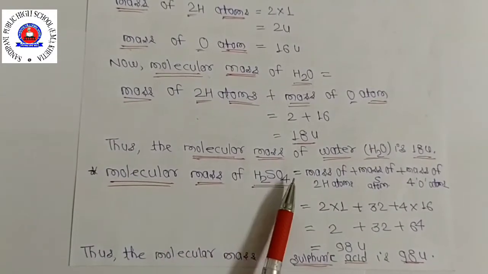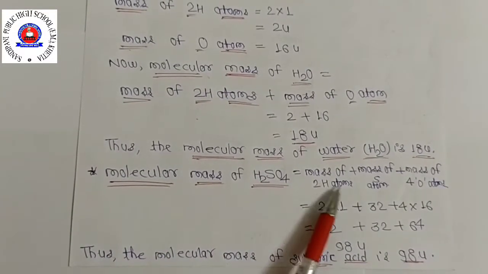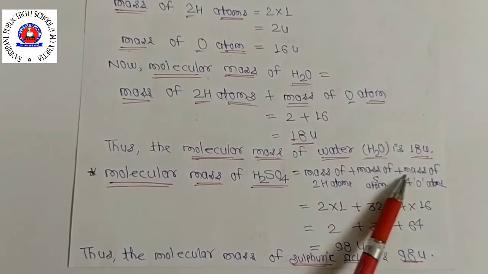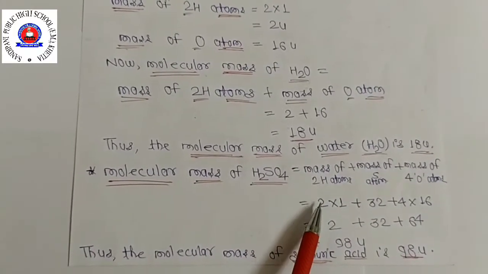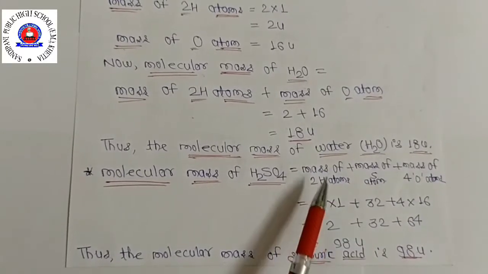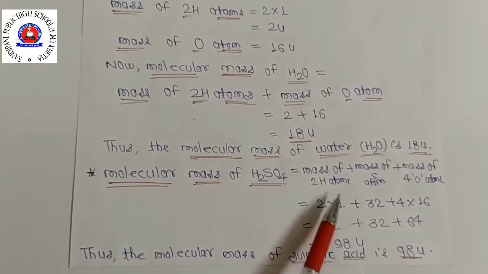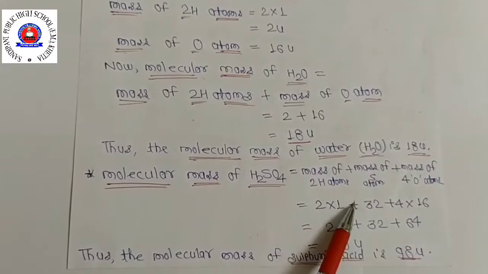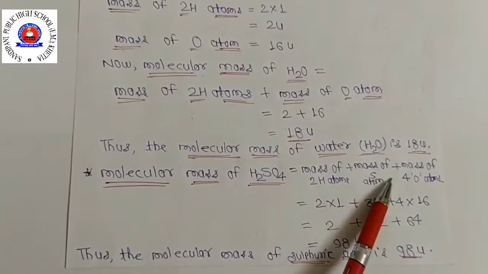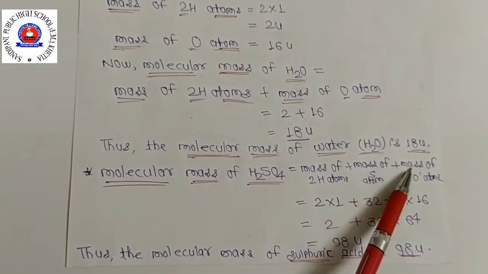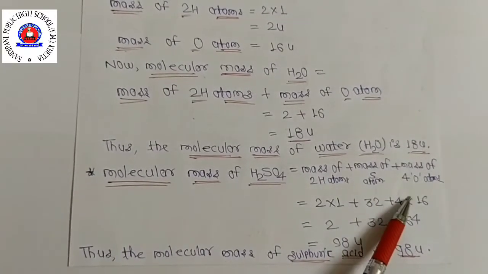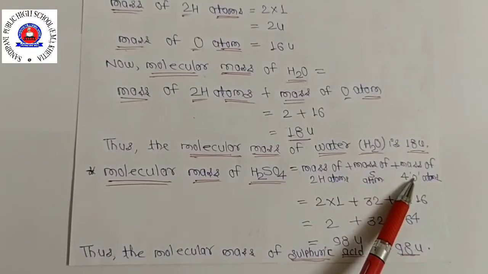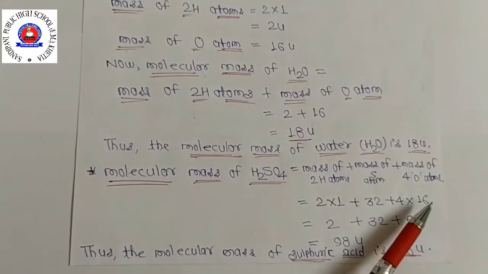So molecular mass of sulfuric acid: mass of 2 hydrogen atoms, mass of sulfur atom, mass of 4 oxygen atoms. So here 2 hydrogen atoms, that's why we write here 2 multiply by 1, the mass of hydrogen atom is 1, so write here 1 plus mass of sulfur atom 32 unit plus mass of 4 oxygen atoms, that's why we write here 4 multiply by 1 oxygen's mass is 16 unit, so write here 16.